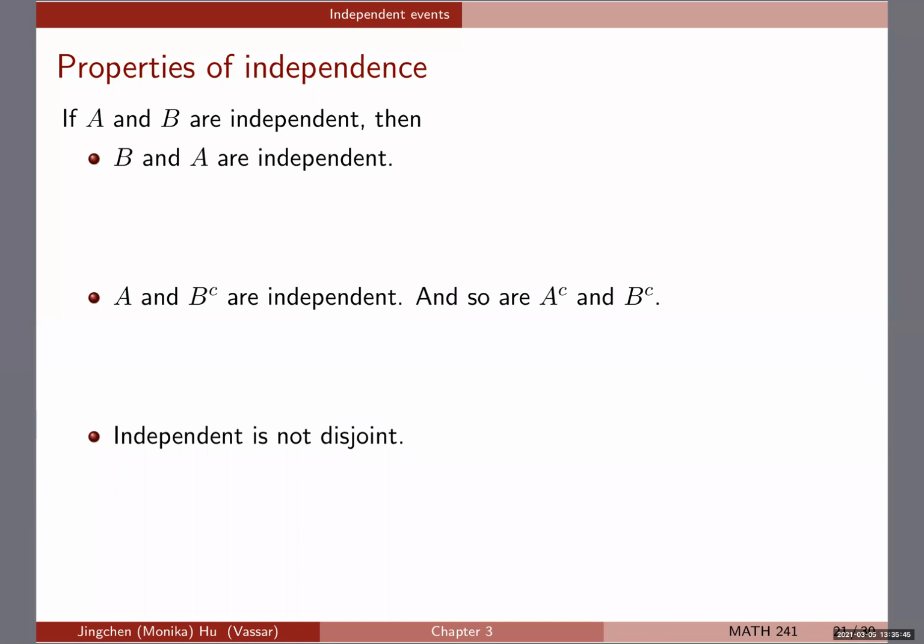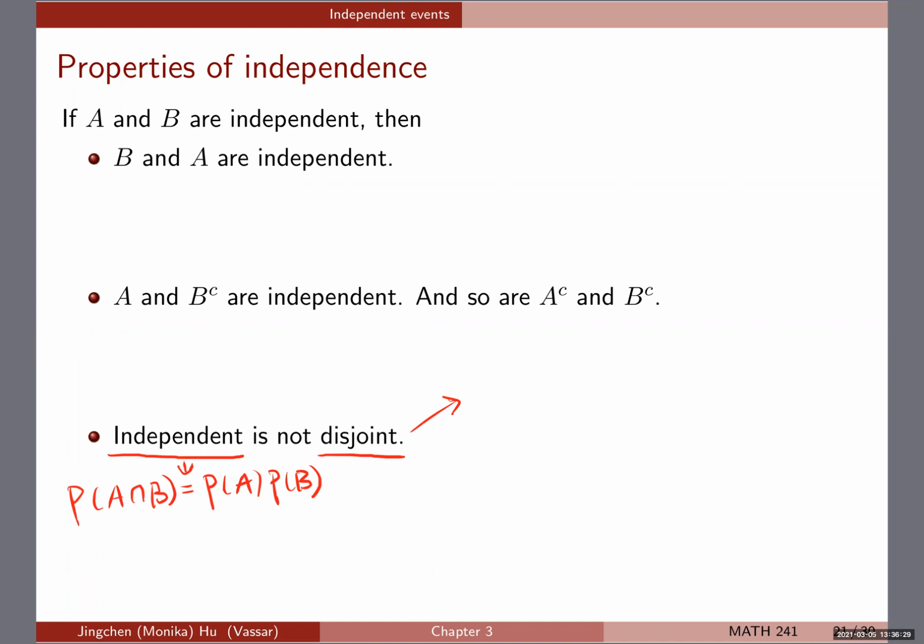Independent is not disjoint. Okay, so independent, as we have been talking about in the definition, is just saying that information about one event does not affect the other event at all. Disjoint, if you remember what we talked about before, just says that the events cannot happen at the same time. So mathematically, independent is what we have just covered: the joint probability of A and B is the product of the marginals.